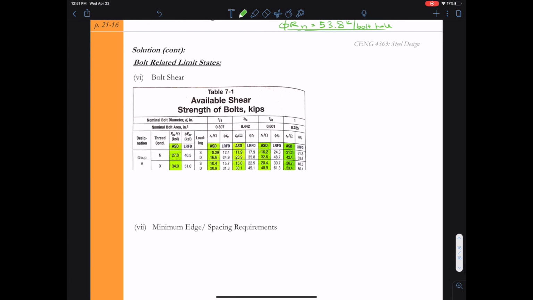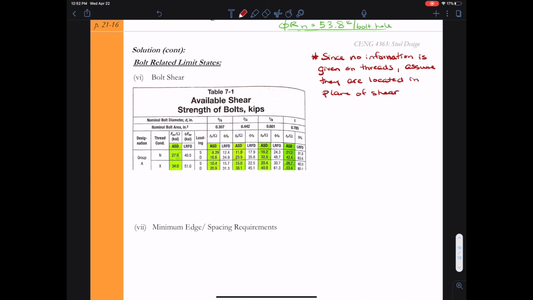Now we want to look at bolt shear. I said table 7-1 was useful for bolt shear, so I need to go back to the information given to me in the problem statement. Since no information was given on whether or not the threads were included or excluded from the shear plane, I have to assume that the threads are included in the shear plane. So I'll assume that we have a type N connection.